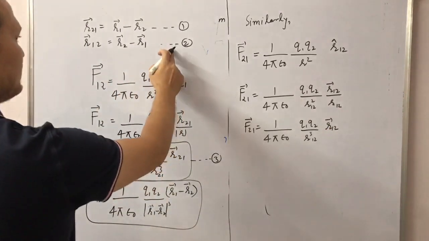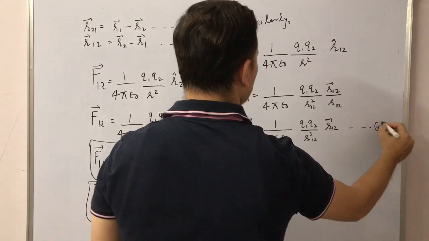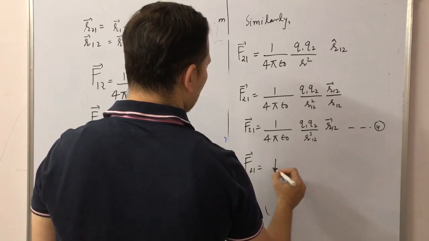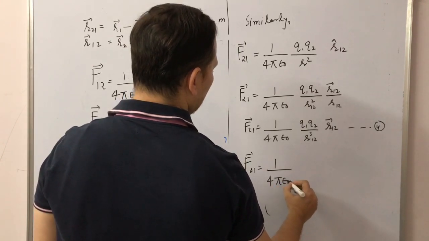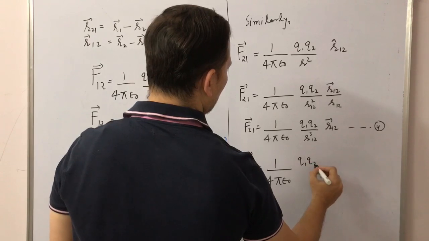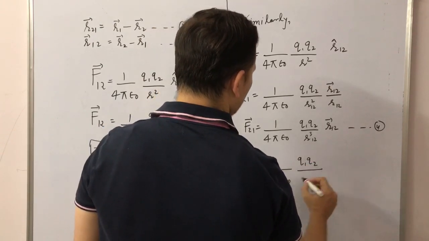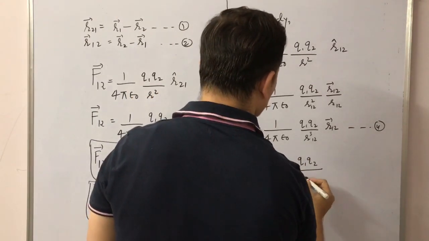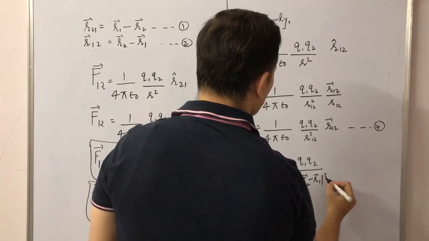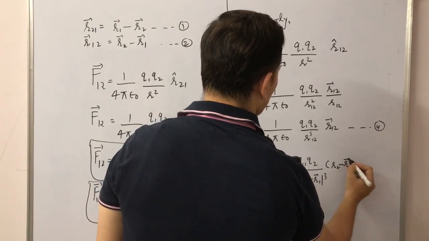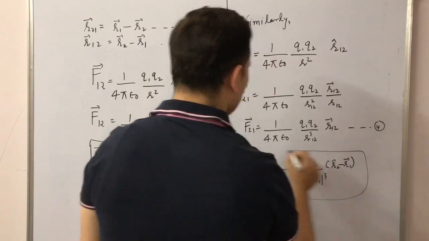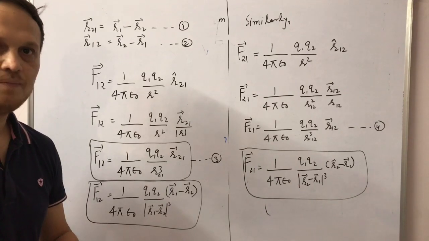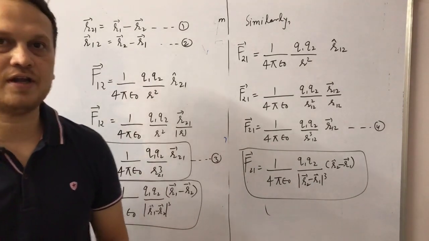Again, by placing this in equation 4, we have F21 equals 1 upon 4 pi epsilon naught Q1 Q2 upon, see, this R12 becomes R2 minus R1. So it becomes R2 minus R1 the whole cube, and this is the vector R2 minus R1. So this is the more specific formula in vector form. This is how Coulomb's law can be defined in the vector form.